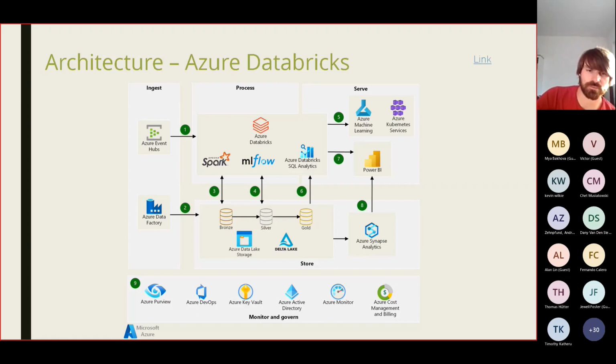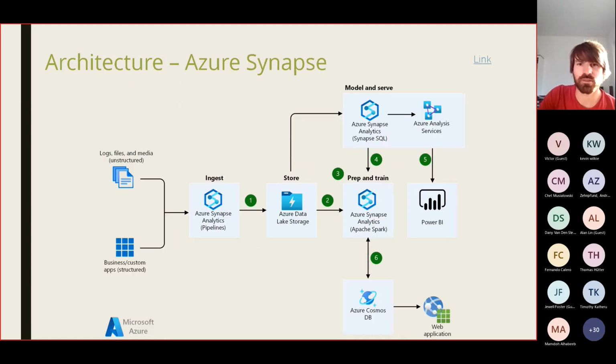Okay, and yeah, at the bottom you see all these monitoring and governance services that you can use in addition. We covered Azure Purview, the other ones: Azure DevOps for CI/CD, source control and project management, Azure Key Vault for secure storage of your sensitive values, Azure Active Directory for the user management, Azure Monitor for monitoring all the different services that you're using. Yeah, so that's just one sample architecture that you can use around Azure Databricks.